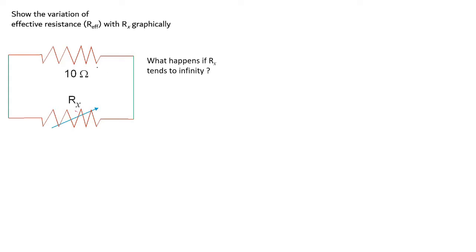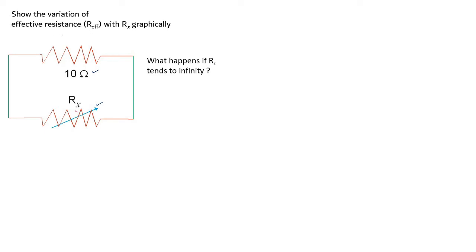You are given two resistances, 10 ohm fixed. The other resistance is a variable resistance. You can vary its resistance. It is labeled as R sub X, Rx, indicated by this arrow mark. This indicates this Rx is a variable. What we are supposed to do is show the variation of effective resistance R effective with Rx graphically. R effective means effective resistance of these two for whatever value Rx we have at any point of time. Then that resistance and this 10 ohm, that parallel combination effective resistance is R effective.